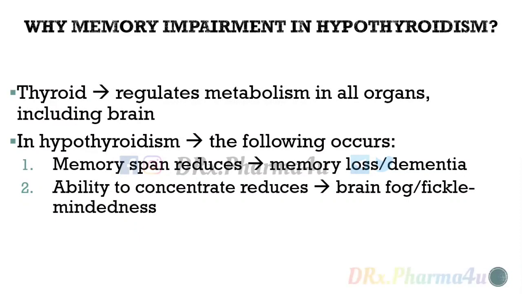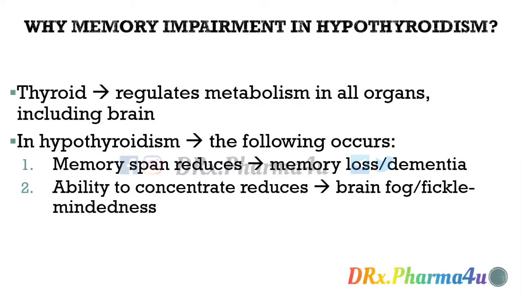news for those patients who are already suffering from Alzheimer's disease. Just imagine, let's consider a scenario. This is how we study practically or visualize practically. If a patient is suffering from hypothyroidism and the same patient is also suffering from Alzheimer's disease, then the dementia will get worse because hypothyroidism causes memory loss.